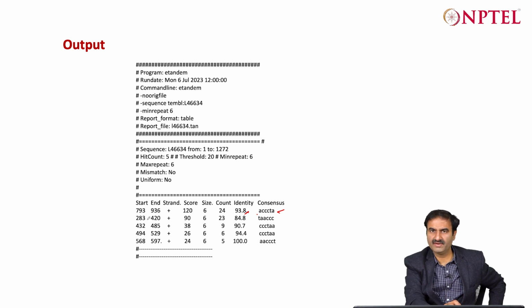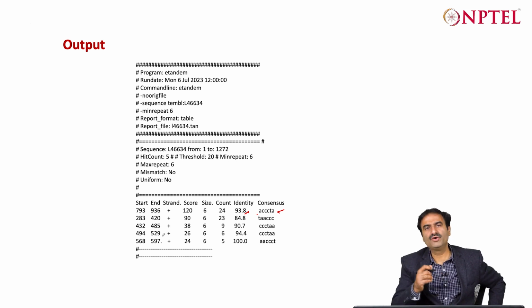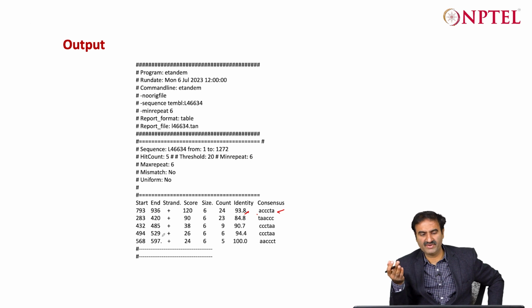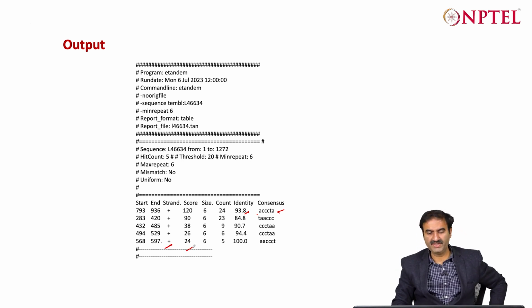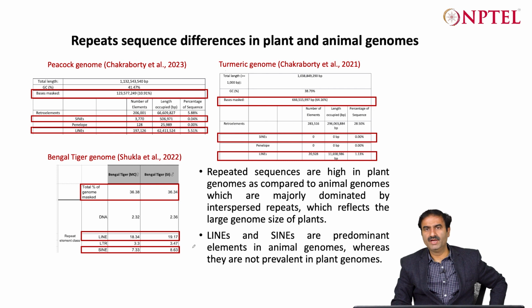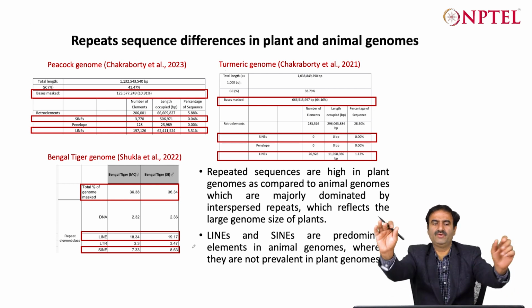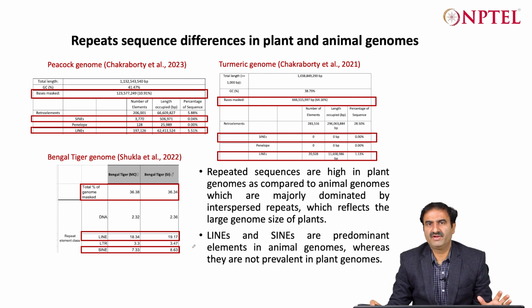It also gives their start, that means location in the genome or the sequence that you have given, and which strand of the sequence the repeat is present on. It checks both the strands, forward and reverse, plus and minus, and gives the score for the repeat. So just take a look at what the repetitive content is in different genomes.